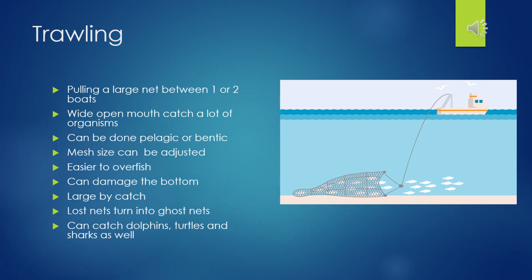And when nets are lost, they turn into ghost nets which keep fishing and killing for a long time after they've been dropped by the ship. You can also sometimes catch dolphins, turtles, and sharks in the trawling nets, and especially the dolphins and the turtles need to go up for air, so if they're caught in a net, they will die. And this can lead to quite a large impact on species you want to conserve.